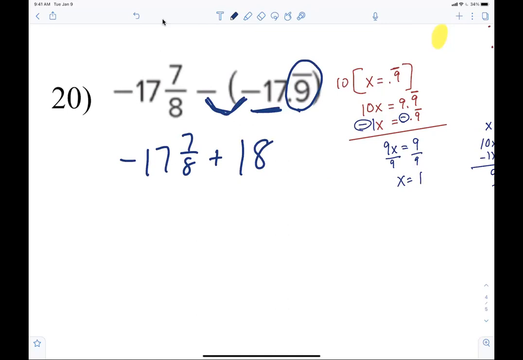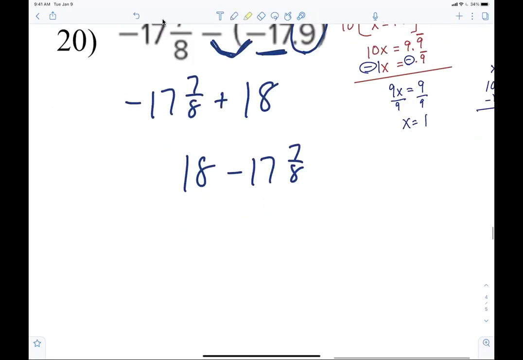Curtis, what do you think? 1 and 1/8. Mikey? 1 and 7/8. Who said 1/8? It is 1/8. Right, because look right here. It's the same as 18 minus 17 and 7/8.